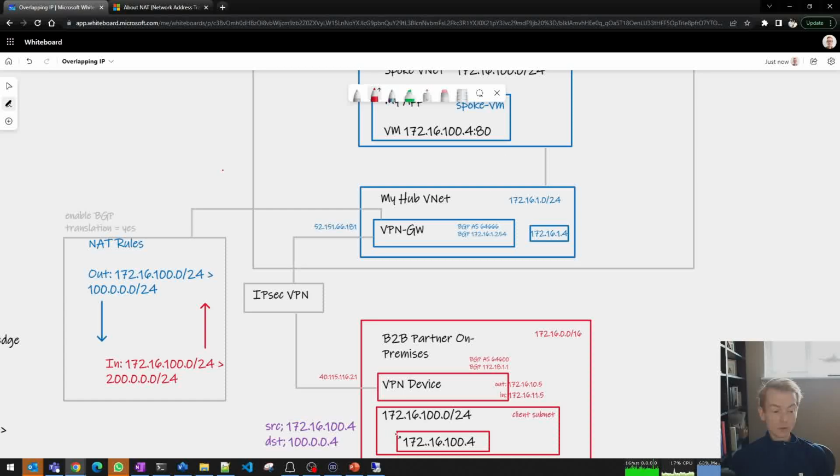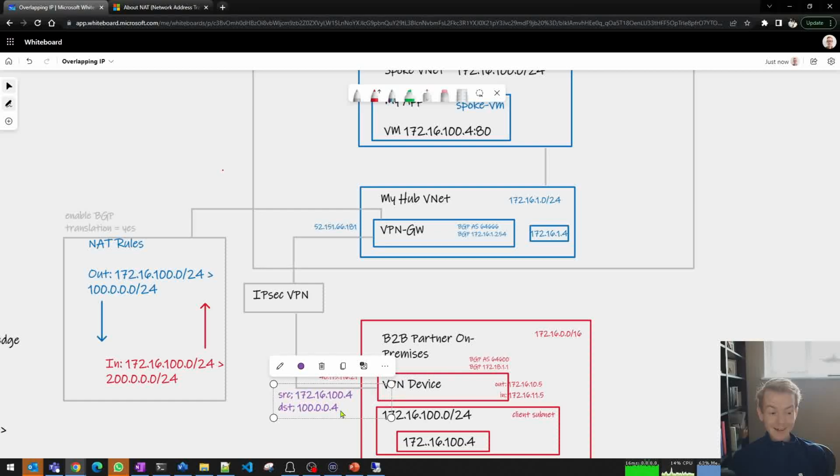The life of the packet starts off on my on-premises virtual machine with the source of the VM itself, 172.16.100.4, destined for 100.0.0.4. My on-premises network needs to be configured to know how to route traffic destined for that network. My on-premises network will need a route saying any traffic going towards that 100.0.0/24 block, send it to the VPN appliance.